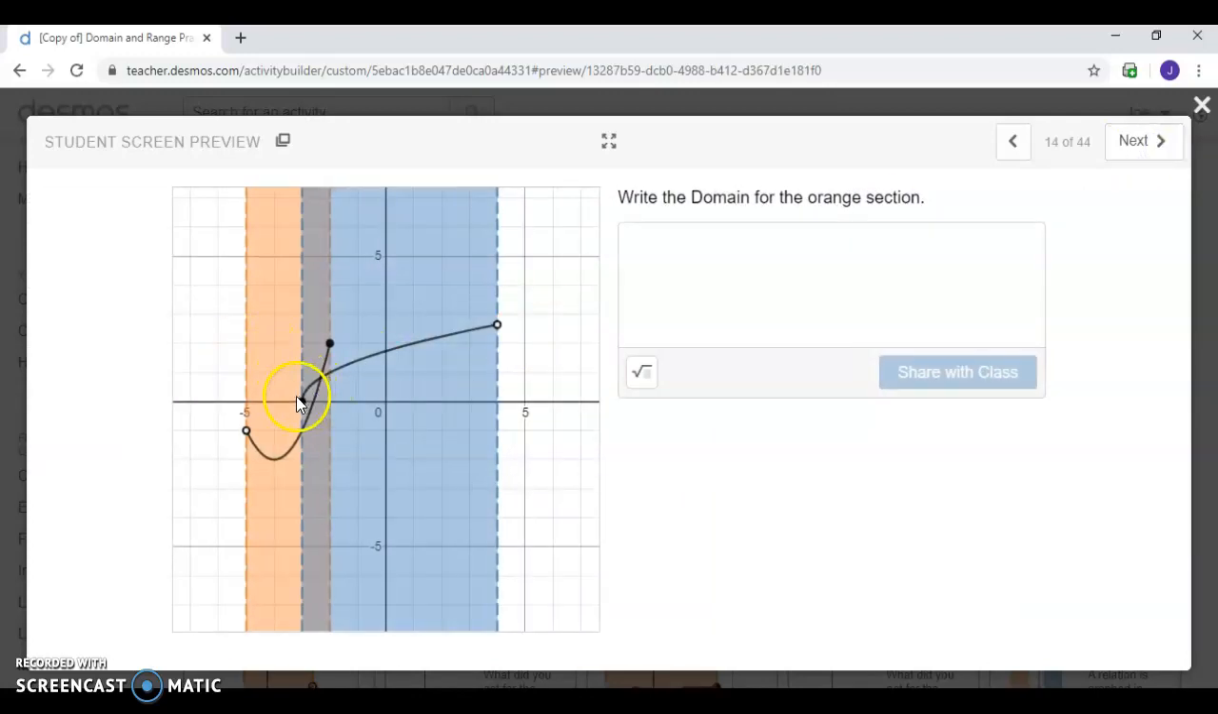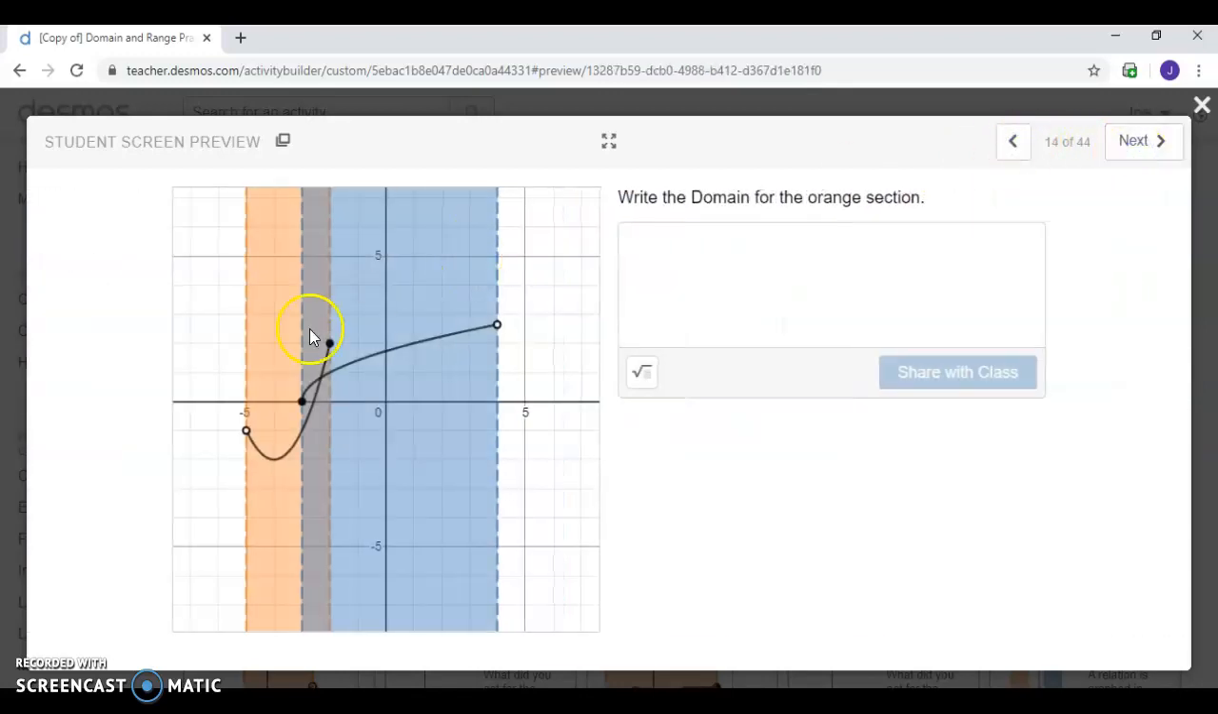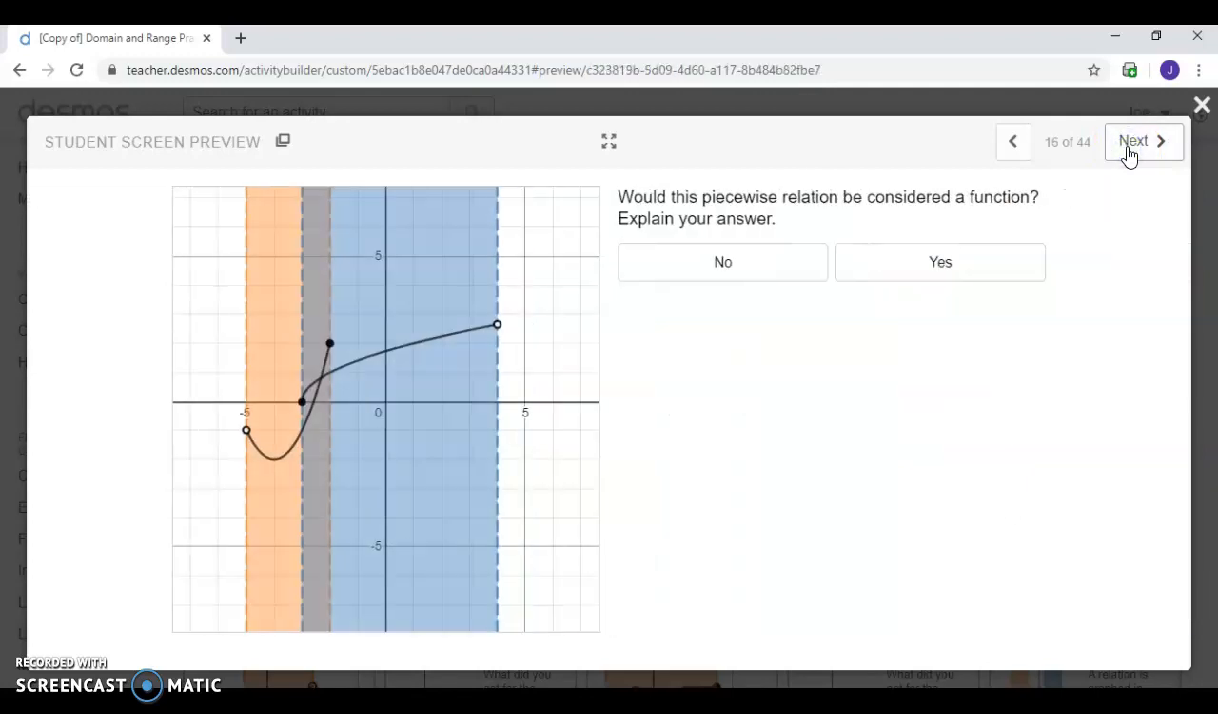And so this function is very similar to what we saw a second ago, except this time the domains overlap, and this is no longer a function. And so it'll ask them to define the orange section, and then ask them to define the blue section, and then ask if this would be considered a function. And no, it's not a function.